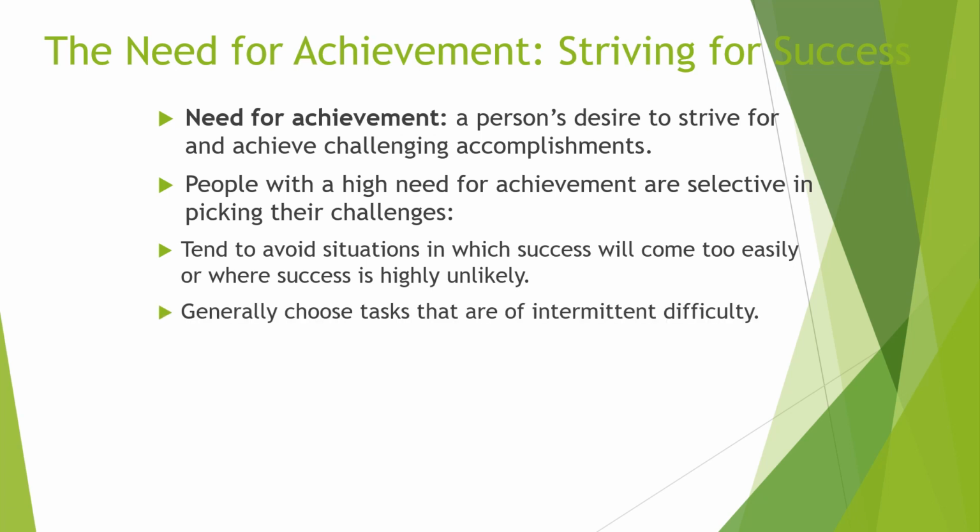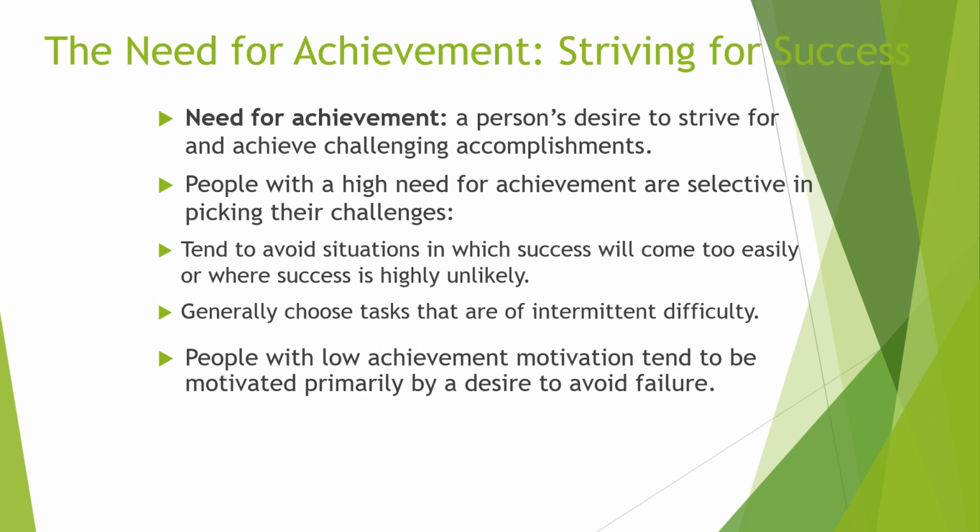So they generally choose tasks that are of some sort of intermediate difficulty. Not too easy, not too extreme, like Goldilocks, somewhere right there in the middle. So that would be people who have a high need for achievement. On the other end, people with a low need for achievement tend to motivate themselves primarily by a desire to avoid failure. So they may take the easiest challenge possible just because they know they can meet that challenge and they can achieve it.